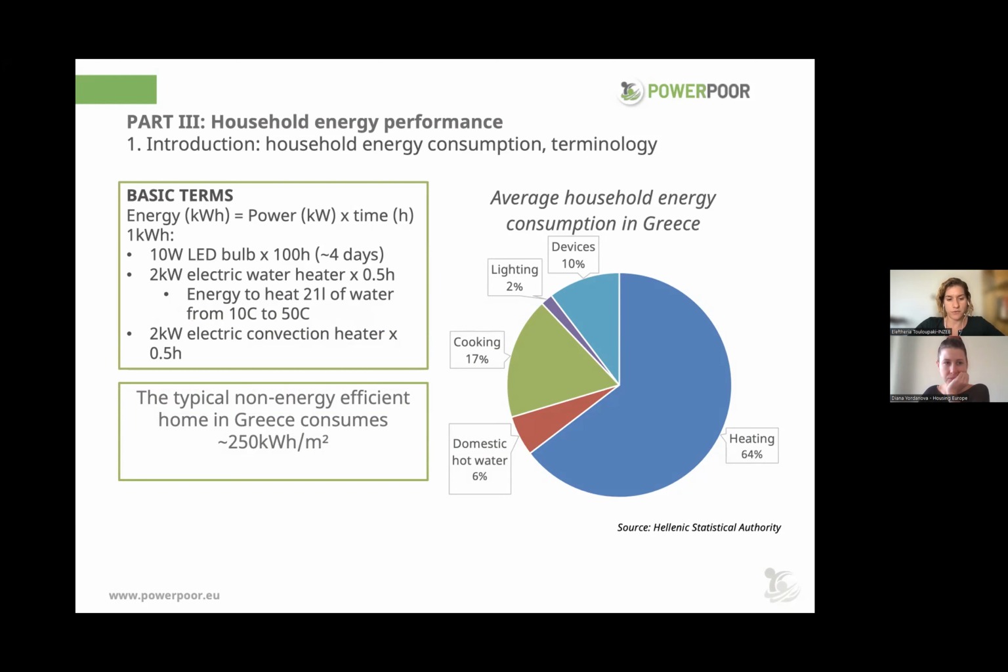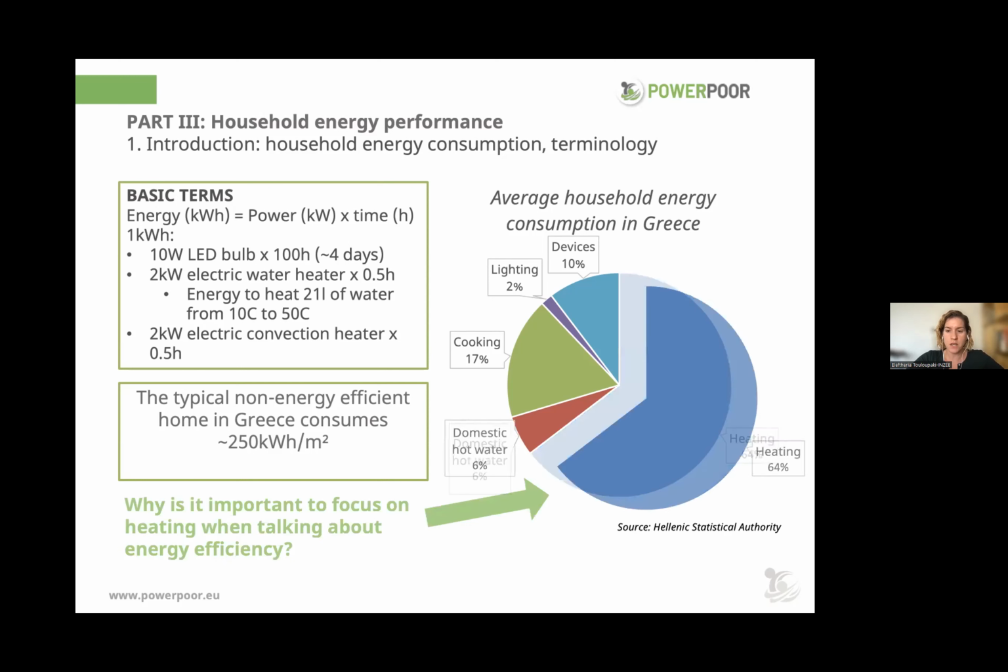The typical non-energy efficient home in Greece, I'm referring to Greece because I live here, so I know more about the average energy consumption of homes, is about 250 kilowatt hours per square meter. So it's relatively high compared to other countries of such climate. We can see on the right that heating is the use that consumes the most energy in a household. So this means that it's very important to focus on heating when talking about energy efficiency in a household.